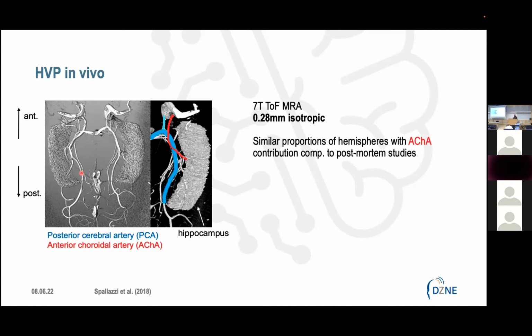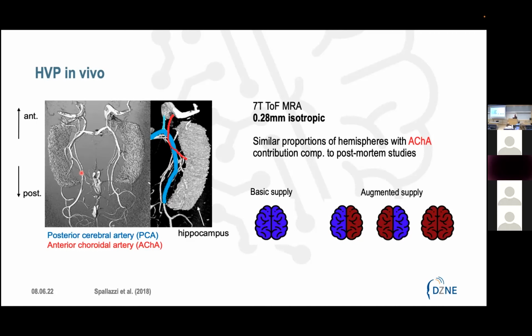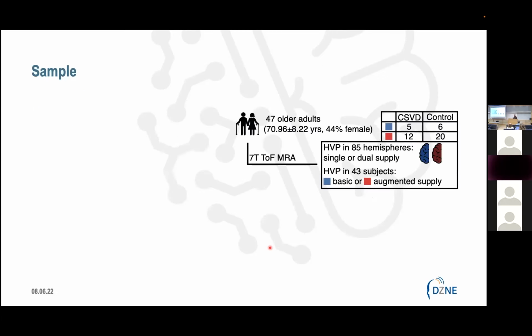So kind of showing that this might be a valid approach to actually assess them in vivo. And as I said, there are different possibilities. On an individual level, you can imagine that a person has 2 hemispheres where only the ACHA contributes, and we would call that a basic supply. And I want to contrast that with an augmented supply, where there's at least one hemisphere with an additional contribution of the ACHA.